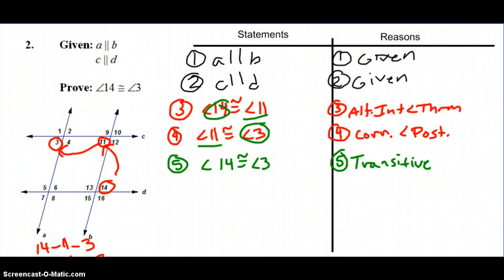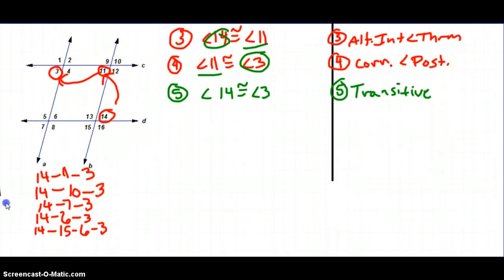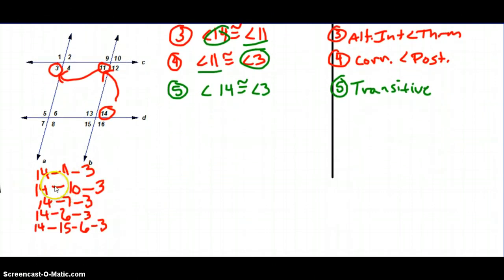There are multiple other routes we could take, as I've highlighted before. 14 to 10 corresponding, and 10 to 3 alternate exterior. And so our proof would look very similar with our statements. Our reasons would be slightly different, and again, my fifth statement would be transitive. And again, the more angles you include, yes, 14, 15, 6, and 3, those are all congruent, but the more angles you include, the more steps your proof is going to have.